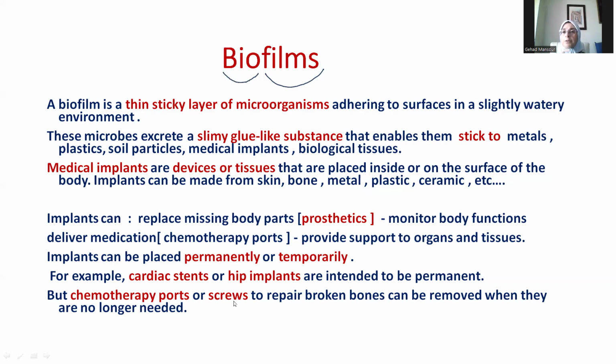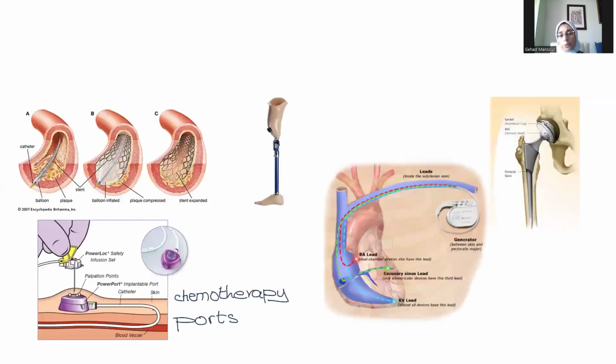But for example, if you put screws and a metallic plate in order to join two fractured ends of a bone together, then once the bone is healed, we can remove the plate and the screws. Similarly, chemotherapy ports are considered temporary because you use them as long as the patient needs them, but once the protocol of the therapy is finished, then we no longer use them.